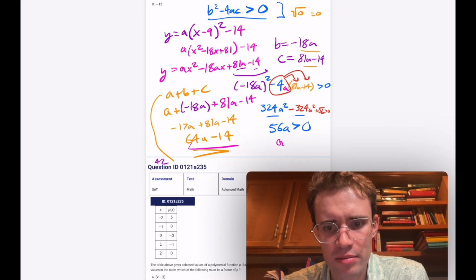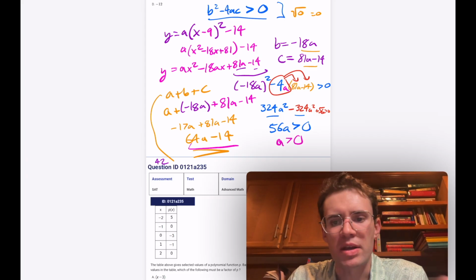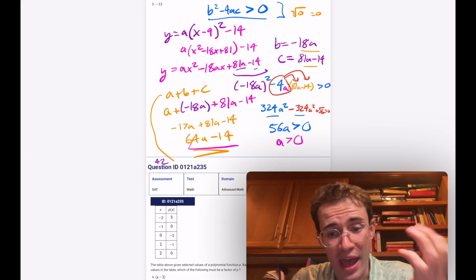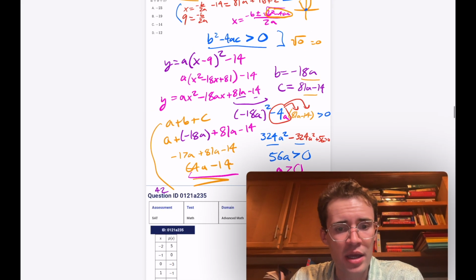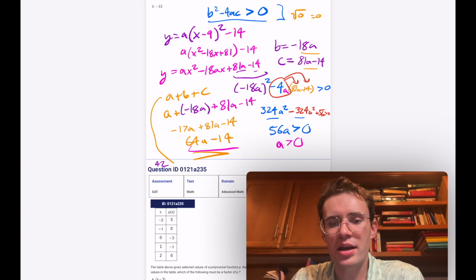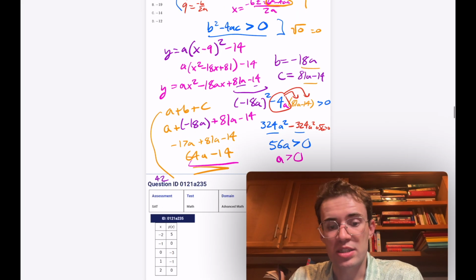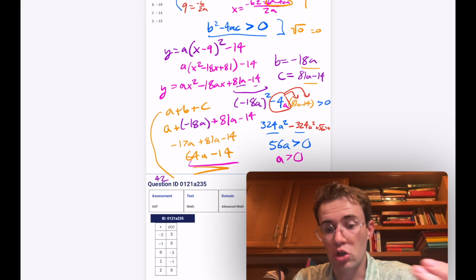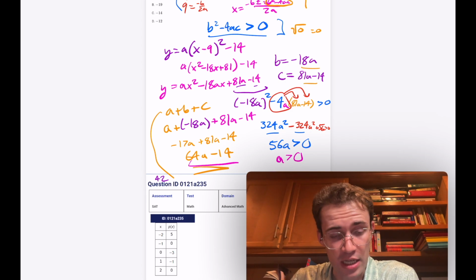So a could be 0.0001, but a just has to be greater than 0, right? Because the a squared parts of those cancel out. So a has to be greater than 0, and then 64a minus 14. Think about this. If you plug in 0 for that, it'd be 64 times 0 is 0. 0 minus 14 is negative 14.